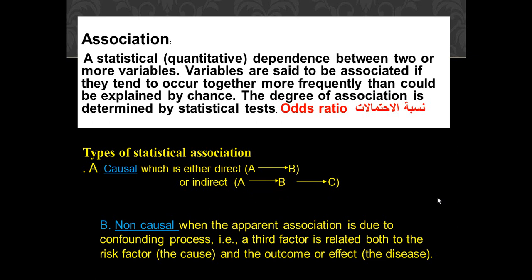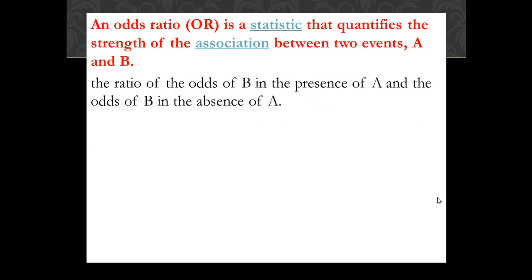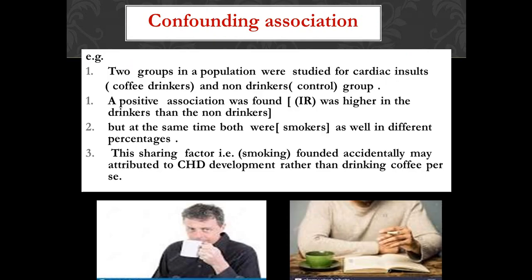So the odds ratio is a statistic that quantifies the strength of the association between two events, A and B. It is the ratio of the odds of B in the presence of A and the odds of B in the absence of A. Here we give an example of confounding association.